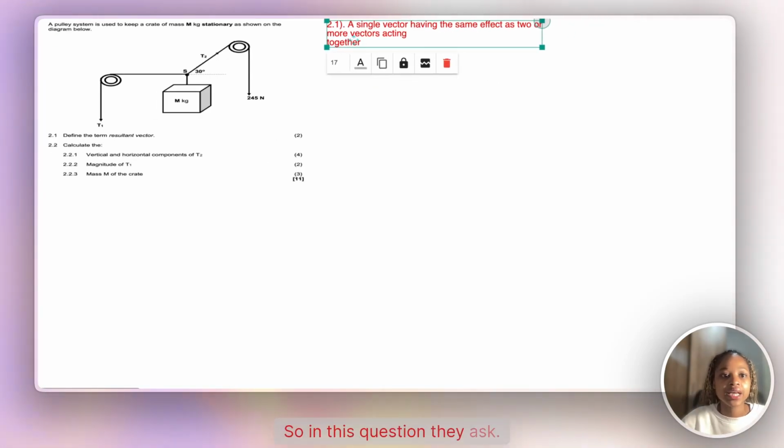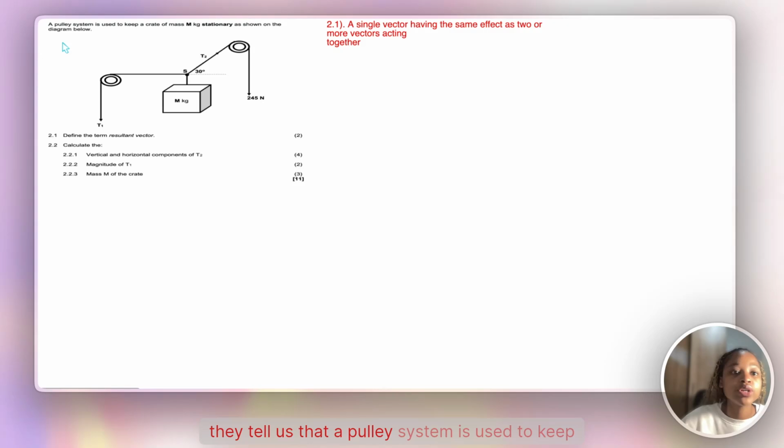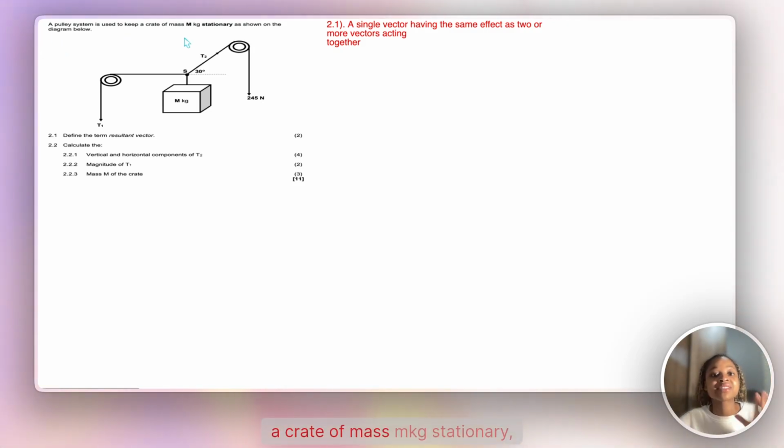So in this question, they tell us that a pulley system is used to keep a crate of mass m kg stationary, as shown on the diagram below. Here we find out that this box is actually stationary, it is not moving. So what does that mean? We already know off the top of our heads the acceleration is zero.